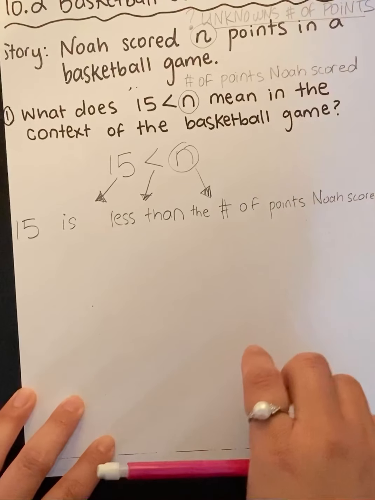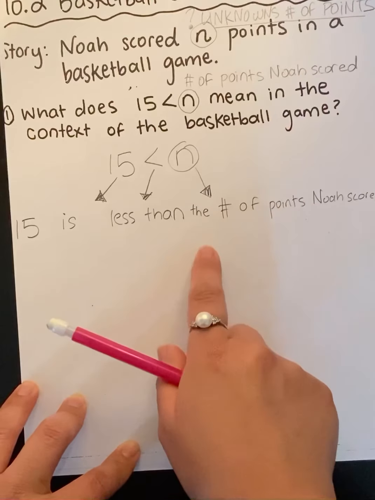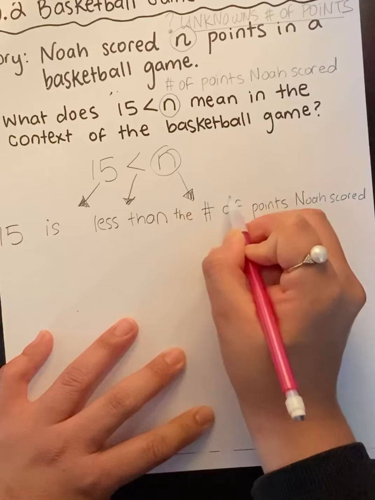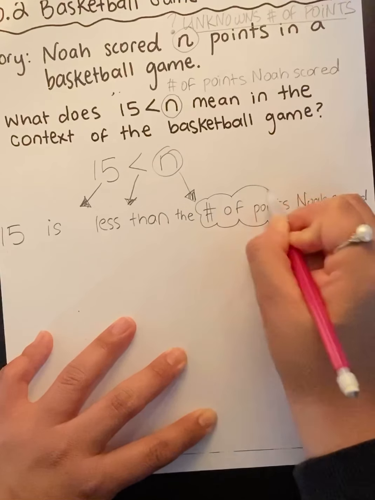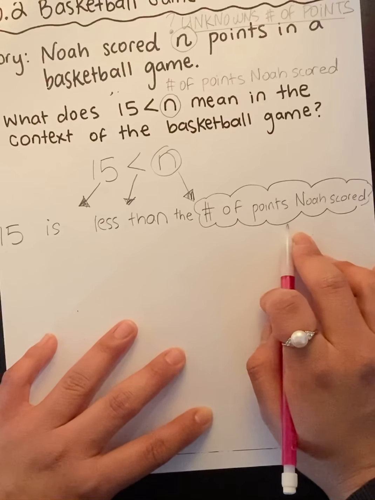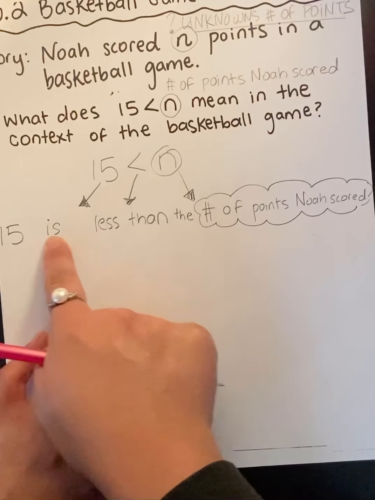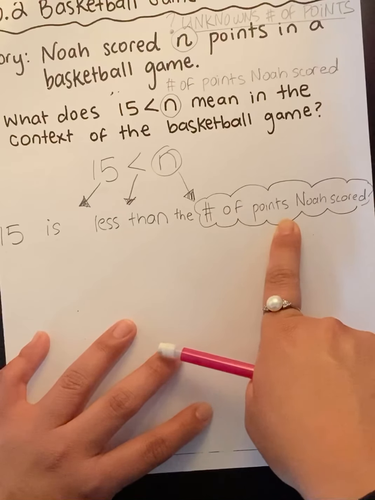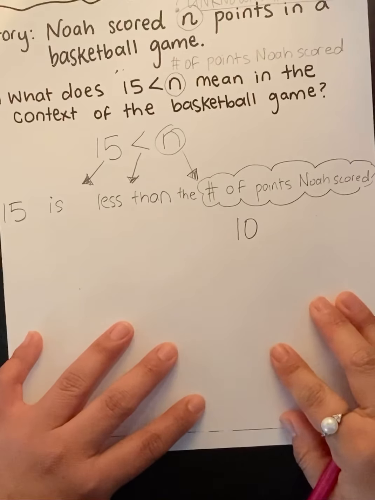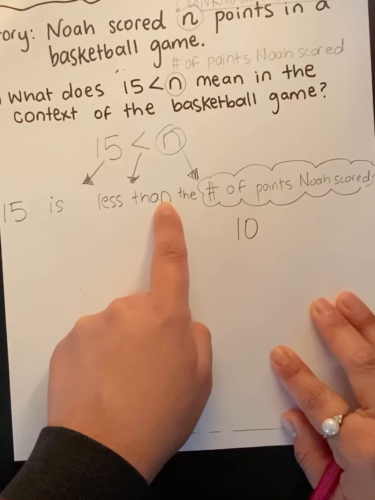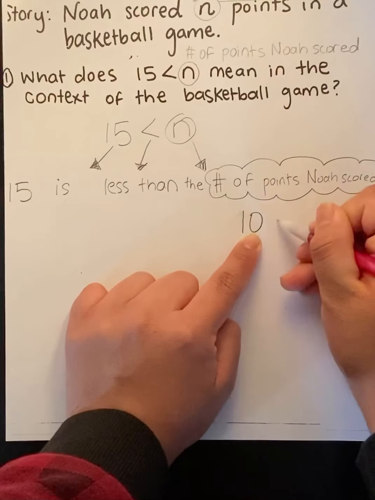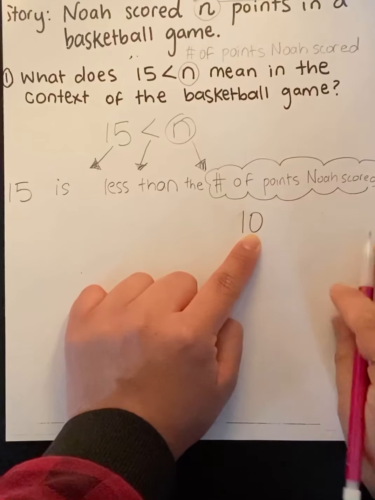Let's make it a little bit more clear about what this means for Noah. So 15 is less than the number of points Noah scored. Since we don't know how many points Noah scored, let's put down some numbers and see if we can make this statement true. So let's say, for example, I think Noah scored 10 points in the basketball game. Let me read the sentence with the number 10 and see if it is true. If it is true, I'm going to write a check mark. If it is not, I'm going to write an X.